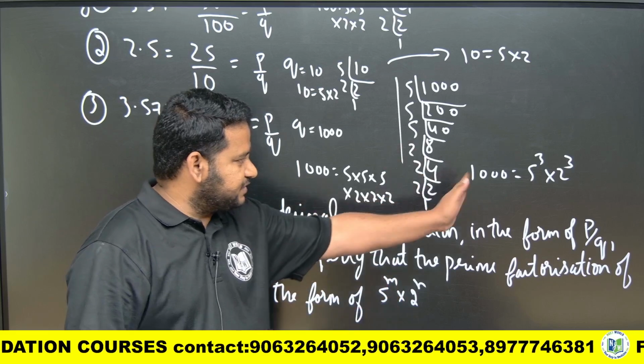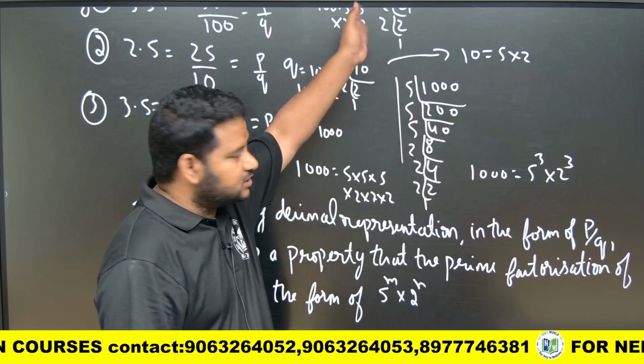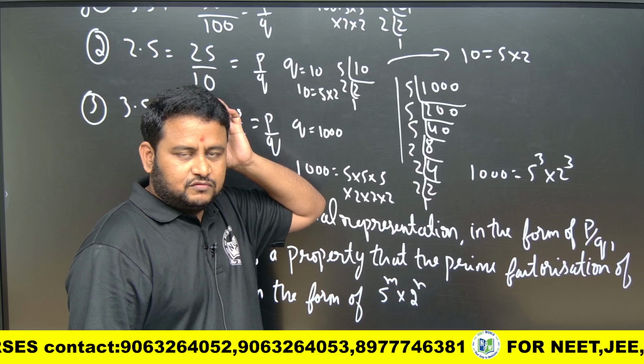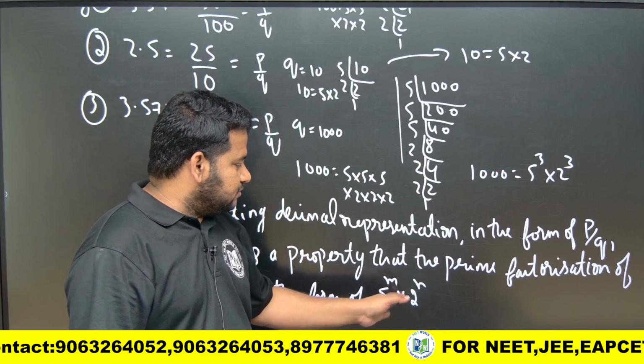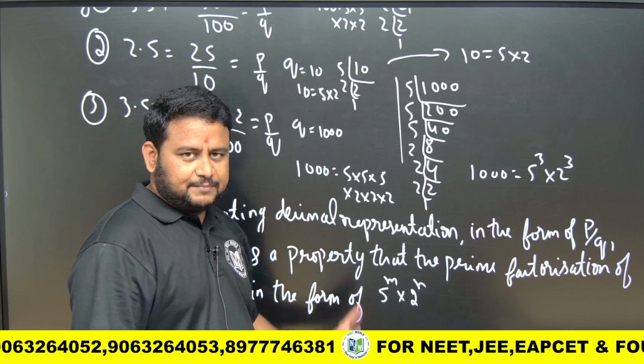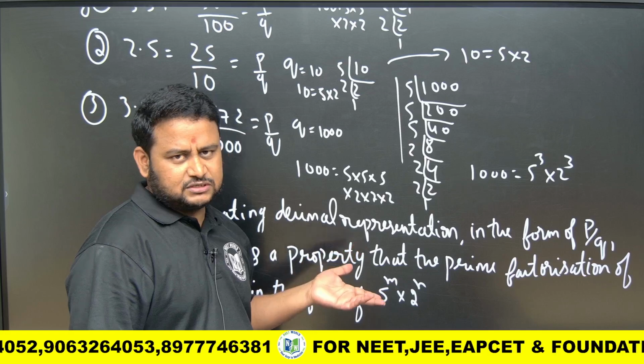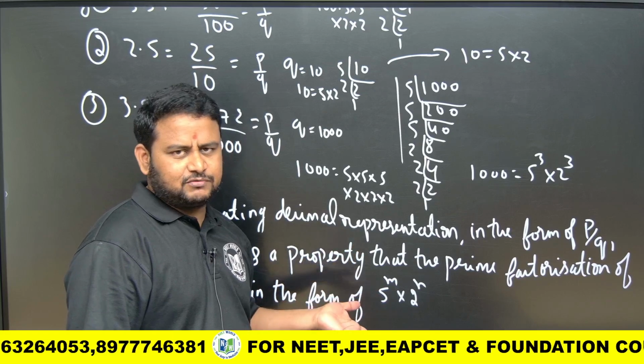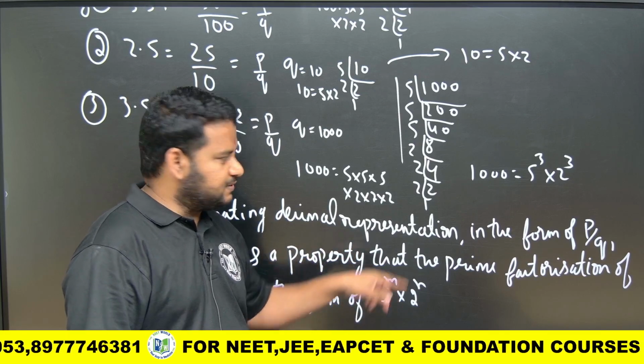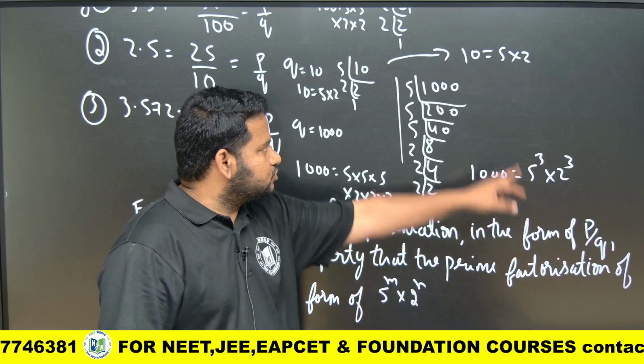Here also it is 5 into 2, there also it is 5 into 2. So 5 to the power of m into 2 to the power of n, where m and n are powers of 5 and 2, where m and n can be equal also. See here 3 is to 3, 2 is to 2, that is also possible.